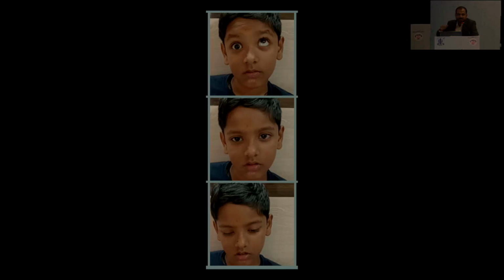CT brain was done with 5 mm cut sections and axial cuts, which was reported normal by the radiologist. He was treated conservatively by the neurosurgeon. After 4 days, with persistence of the symptoms, the ophthalmologist was called in to take a review. So what do you see in this patient in this picture? There is a head tilt on the right side. Why is it so? Because there is limitation of up gaze.